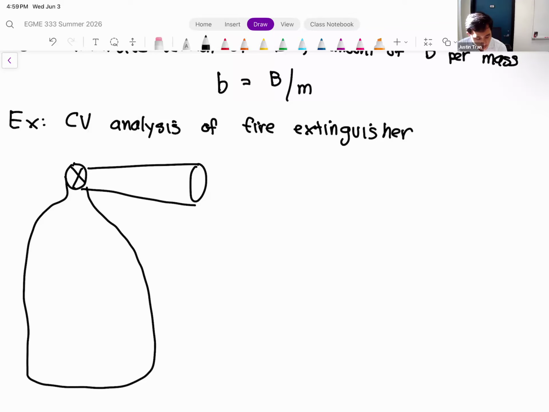Our fire extinguisher fluid, we'll assume, has a known density rho. We're also going to assume that we know the cross-sectional area of the outlet nozzle here. So this area right here has a known area, which we'll call cross-sectional area A. There are no numbers in this problem; we're just going to show how to apply Reynolds transport, so everything will be in terms of variables.